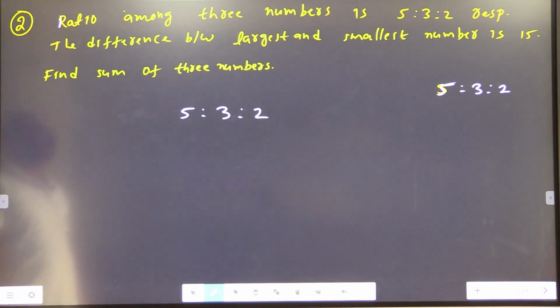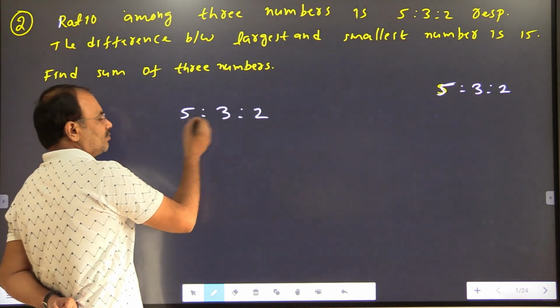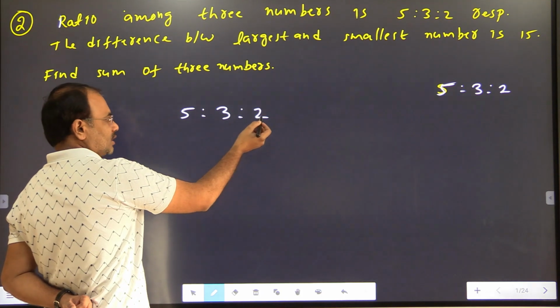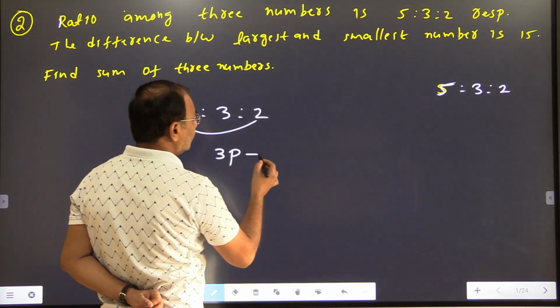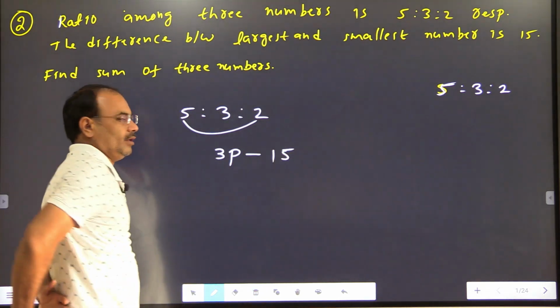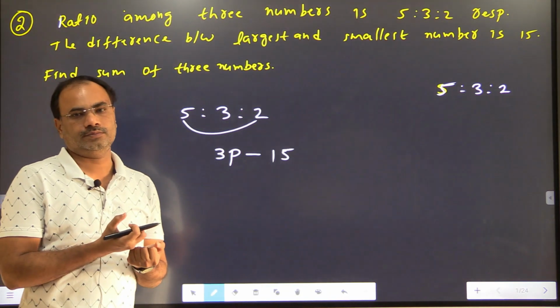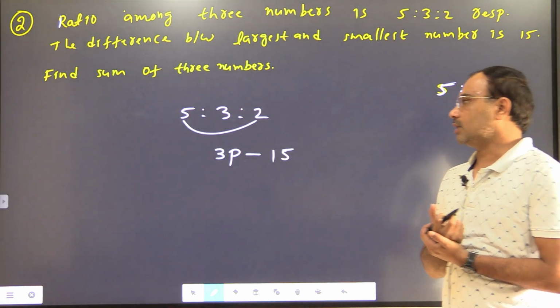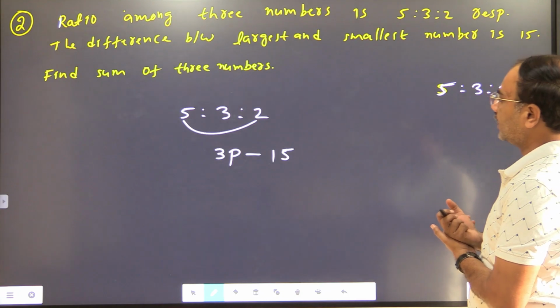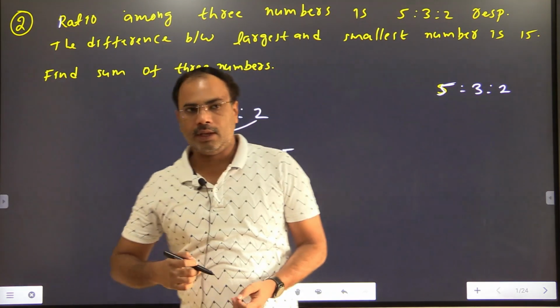The given value is the difference between the largest and the smallest number. What is the largest of these three? 5 parts, first number. What is the smallest number of these three? 2 parts, last number. Then the difference between these two numbers is 3 parts, which is nothing but 15. You have to pick out the given value is equal to how many parts. 3 parts are 15, then what is the question?